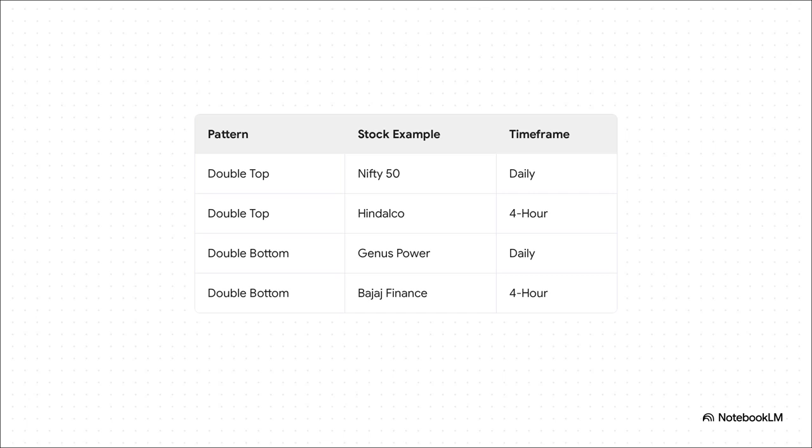And look, this isn't just some textbook theory. Check out these real-world examples. On the Nifty 50 daily chart, a classic double top formed, and boom, once that neckline broke, the market took a major fall. Same thing with Hindalco. And then on the flip side, Genus Power and Bajaj Finance showed these beautiful double bottoms, and the breakouts above their necklines led to some really powerful upward moves. This just shows you why waiting for that confirmation is so important.